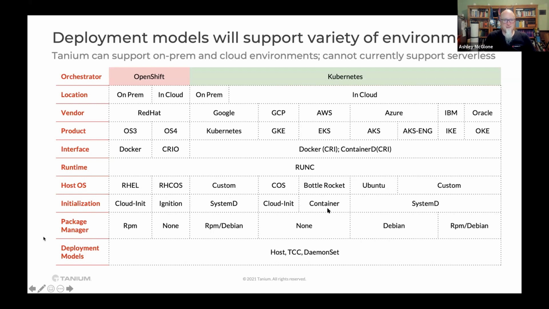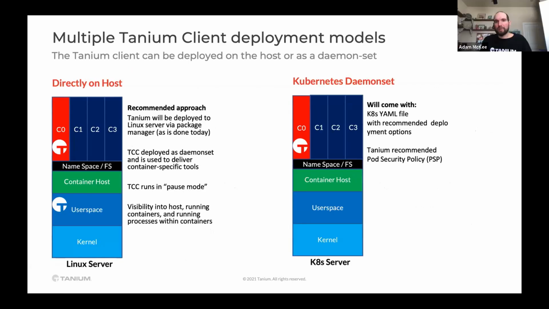Now, I remember from the training that I took last week that there were a couple different modes that the client would operate in. Can you help us understand the nuances of what's going on there? Yeah, so the different modes that the container operates in, there's really two. One is directly on the host. This is what we refer to as a tools-only mode, and this is the preferred methodology. This gives you the capability of running your existing use cases on your host operating system, as well as deploy the Tanium client container to allow you inspection into all of the containers that are running on that host.